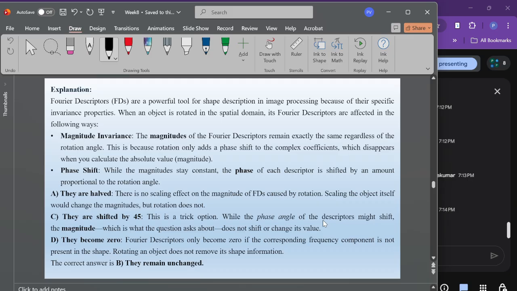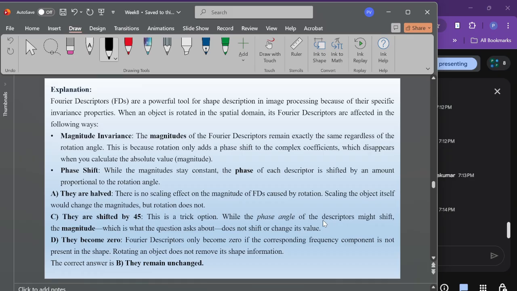There is no scaling effect on the magnitude of the Fourier descriptors caused by the rotation. Scaling the object itself would change the magnitude, but rotation does not. And they are shifted by 45 degrees. This is a trick option. While the phase angle of the descriptors might shift, the question asked about the magnitude, which does not shift or change its value.